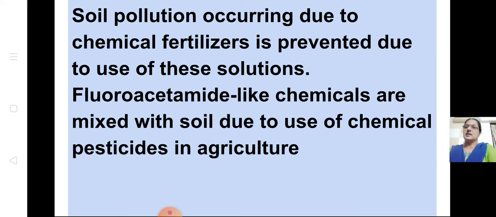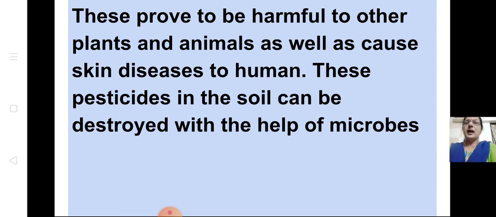fluoroacetamide-like chemicals are mixed with soil due to the use of chemical pesticides in agriculture. Okay, and this can be prevented. These prove to be harmful to other plants and animals as well as cause skin diseases to humans. So these chemicals which are used in fertilizers are very harmful for other plants and animals as well as for human beings. So these pesticides in the soil can be destroyed with the help of microbes. So by using the microorganisms, even the pesticides which are used can be destroyed with the help of the microbes.